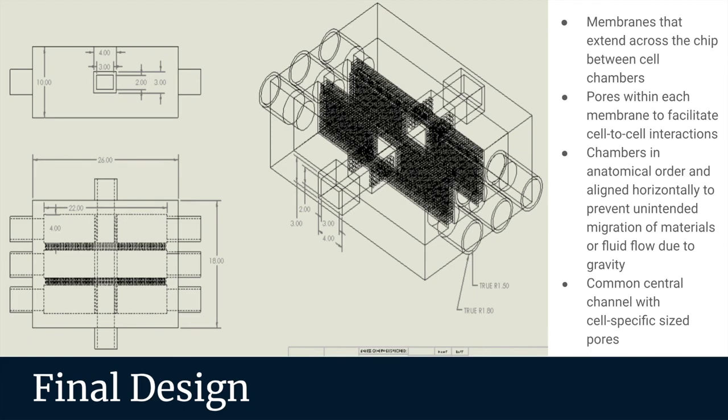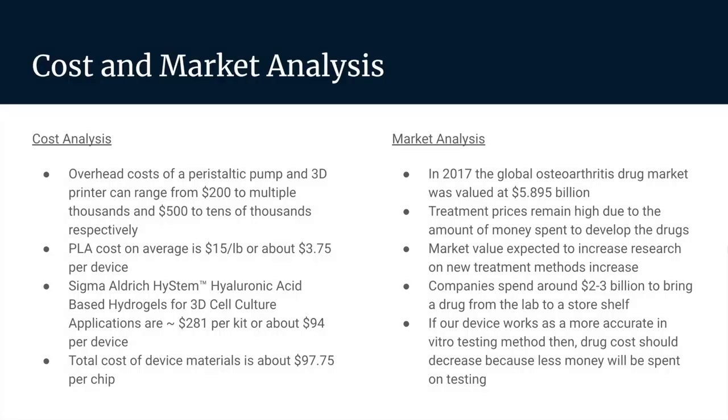The chip was created to become a solution for the incongruence between current in vitro testing and in vivo conditions. We were able to achieve this through all of the design specifications talked about on the past couple of slides. The cost of one device would be just under $100, including the PLA for the device itself and the hydrogel to fill the chambers. This is relatively inexpensive, however, it does not include the cost of pumps, cells, and culture media. The global market for osteoarthritis drugs is almost $6 billion.